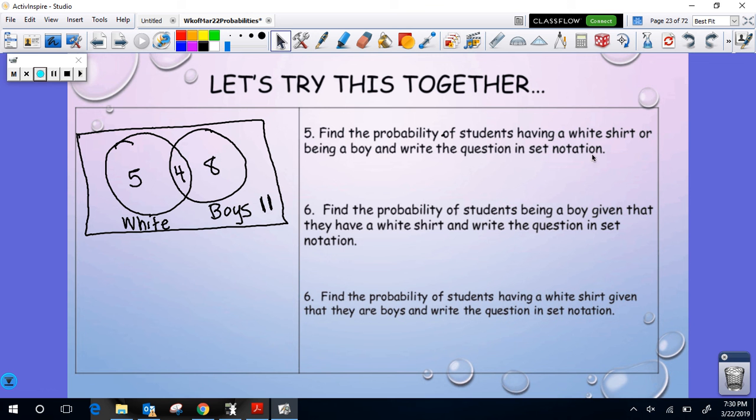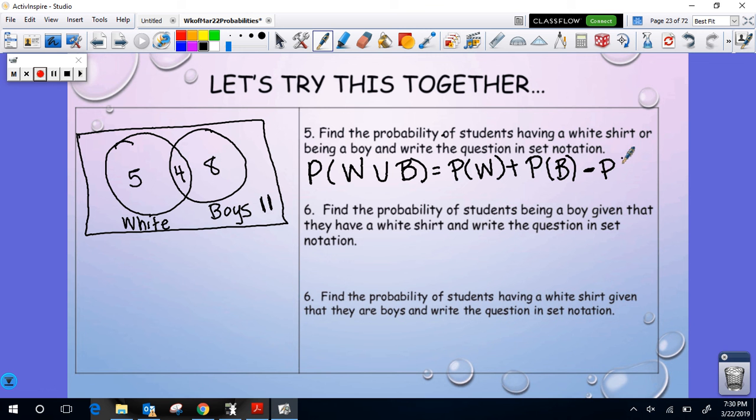It says find the probability of students having a white shirt or being a boy and write the question in set notation. So now I get the probability of a white shirt or, so the union of being a boy. What this tells me to do is the probability of the white shirt plus the probability of being a boy. But if you look, there's a spot where white shirts and boys overlap. So we're going to say minus the probability of a white shirt and being a boy.